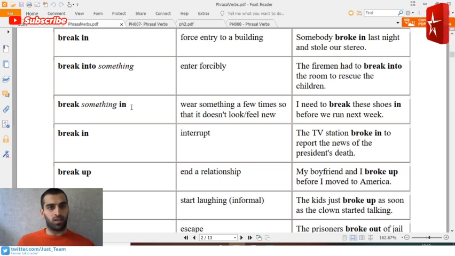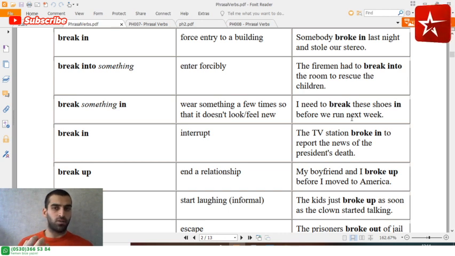And next one, break something in. Break something in has a completely different meaning. If you pay attention to break in and break into, they mean enter somewhere forcibly. But when it comes to break something in, it has a little bit different meaning: wear something a few times so that it doesn't look or feel new. For example, I need to break these shoes in before we run next week. It means before starting to run, it's a kind of preparation, a kind of testing, trying your shoes.